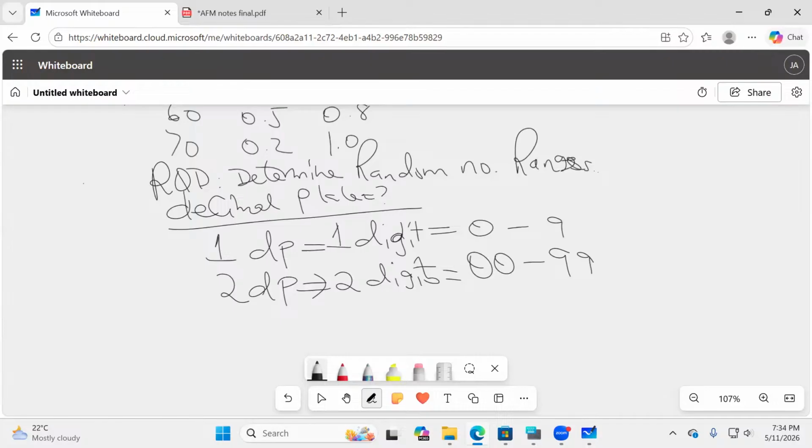So to determine random number ranges, always work with the number of decimal places. One decimal place equals 1 digit, 0 to 9. 2 decimal places, 2 digits, 0, 0 to 99, like that.